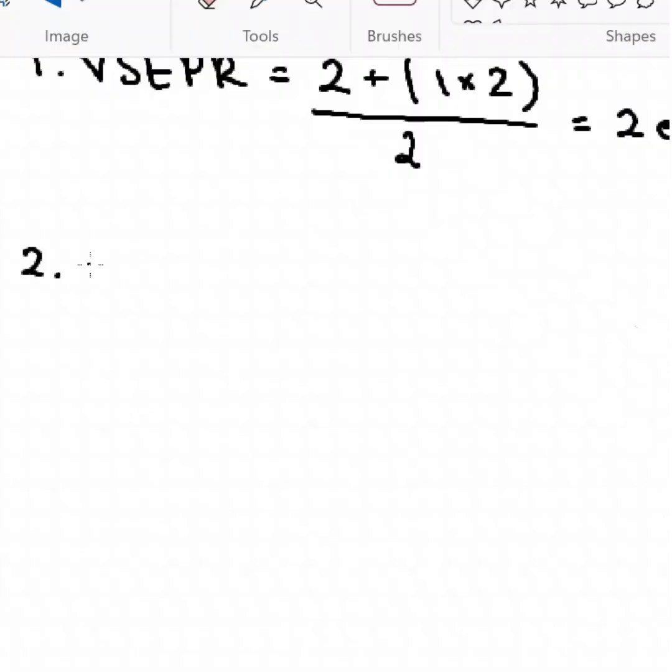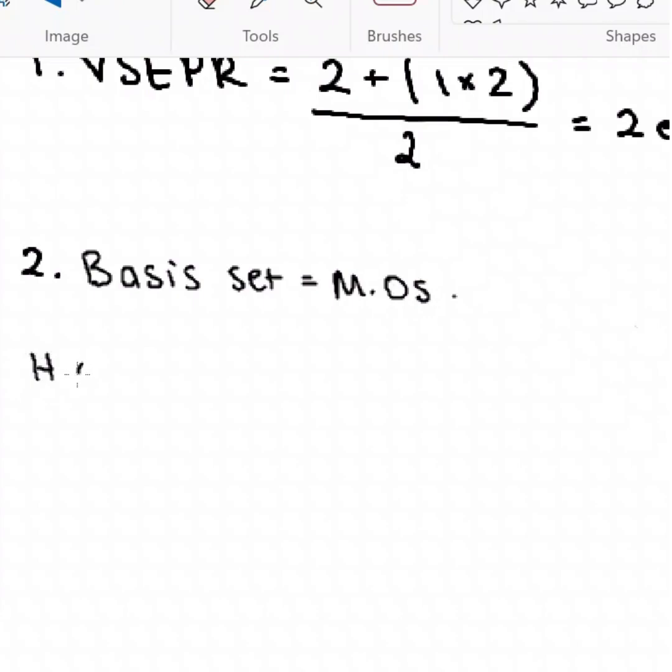So next, we need to consider the number of molecular orbitals. The number of atomic orbitals in the basis set is equal to the number of molecular orbitals. So if we start by considering hydrogen, we know that we have 2 hydrogen atoms, so we have two 1s atomic orbitals present, each of which has an energy of minus 13.6 electron volts.